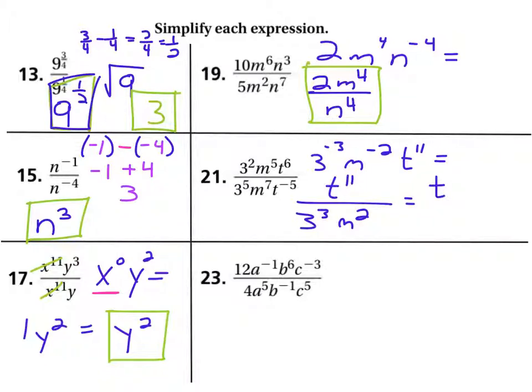And that'll stay on top here, t to the 11th over, and we can resolve this 3 to the third power. That means 3 times 3 times 3. 3 times 3 is 9. 9 times 3 is 27. And we get t to the 11th over 27m squared. Okay? We're doing these in pieces. Just deal with each little piece at a time. So let's box that out and we'll be done with it.